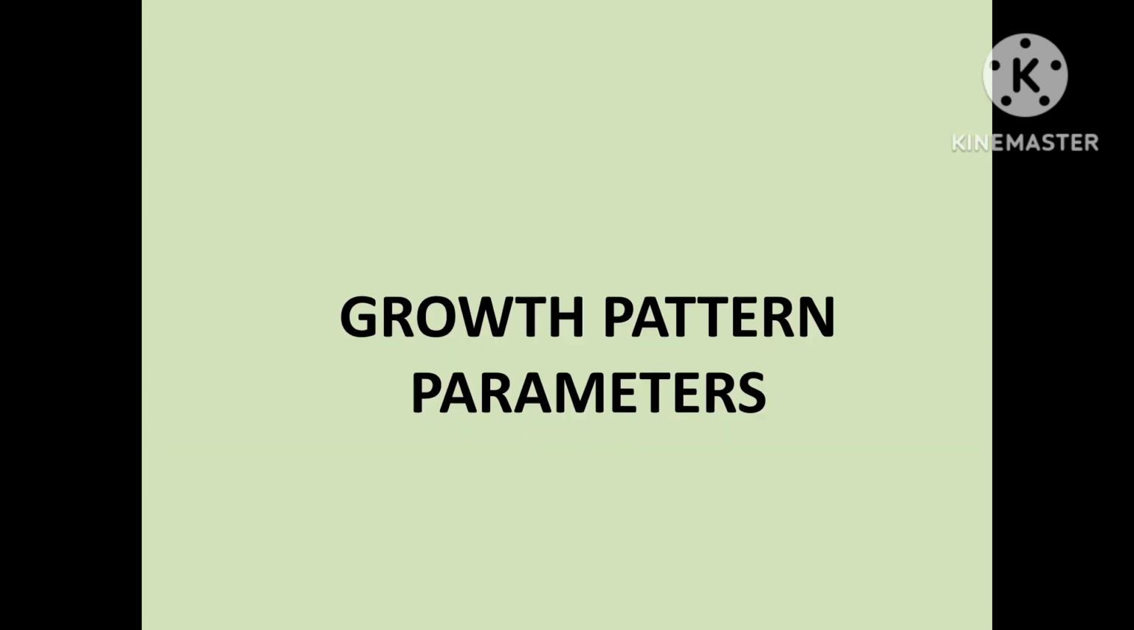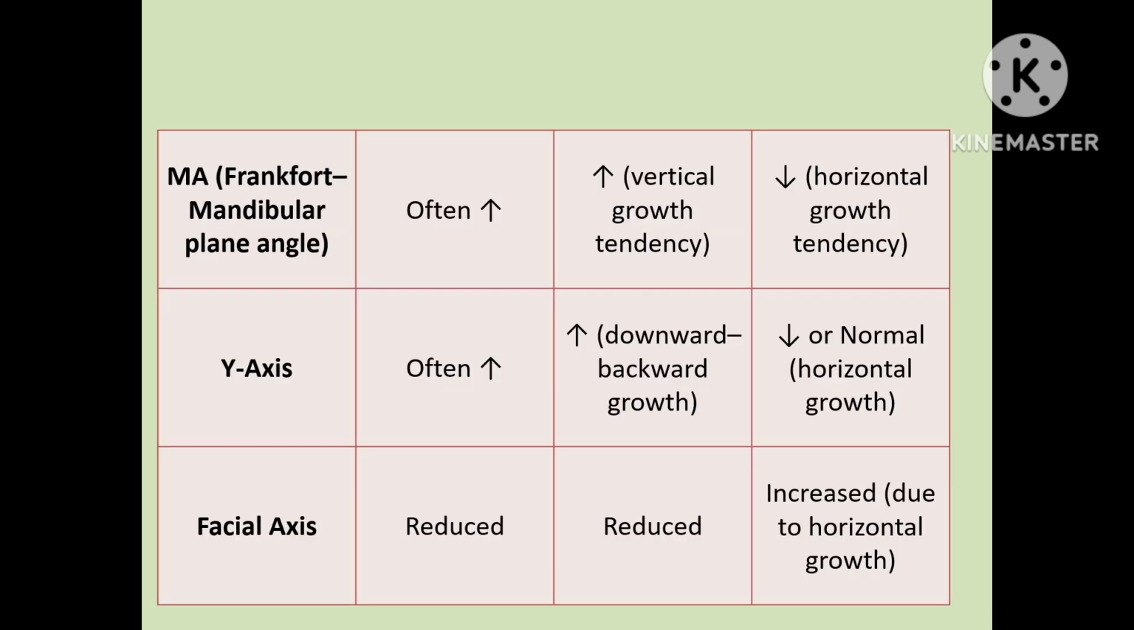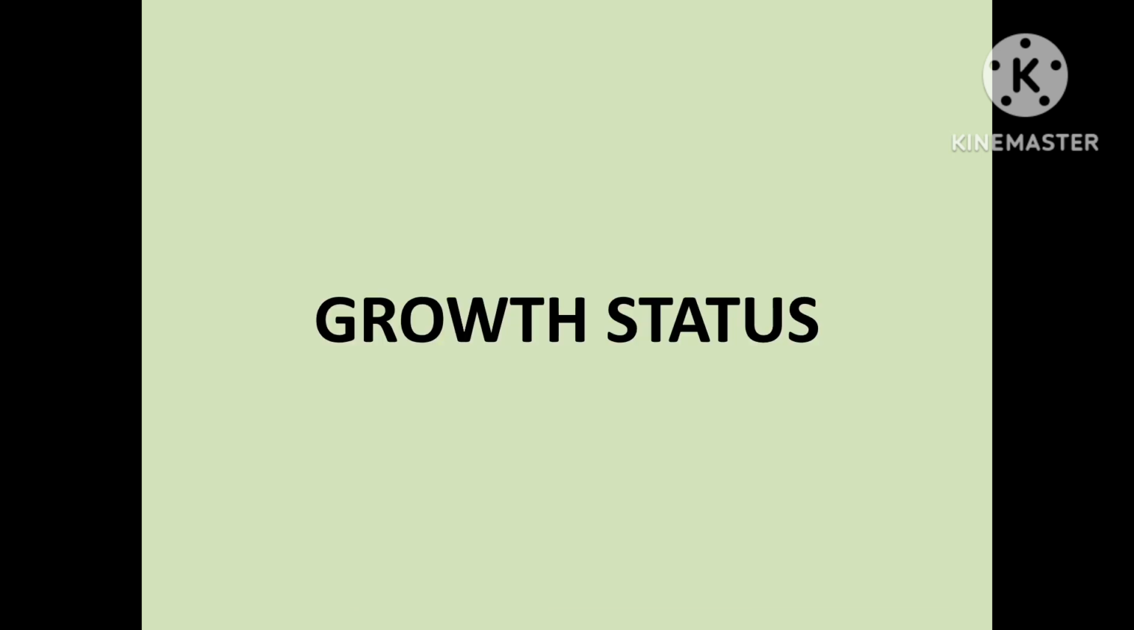In class 2 treatment, the growth pattern is determined by the values SN-gonion-gnathion, FMA angle, and Y-axis angle. It indicates a vertical growth pattern when these values are high and a horizontal growth pattern when these values are low. Lower anterior facial height also helps, as it is increased in vertical growers and normal or reduced in horizontal growers.